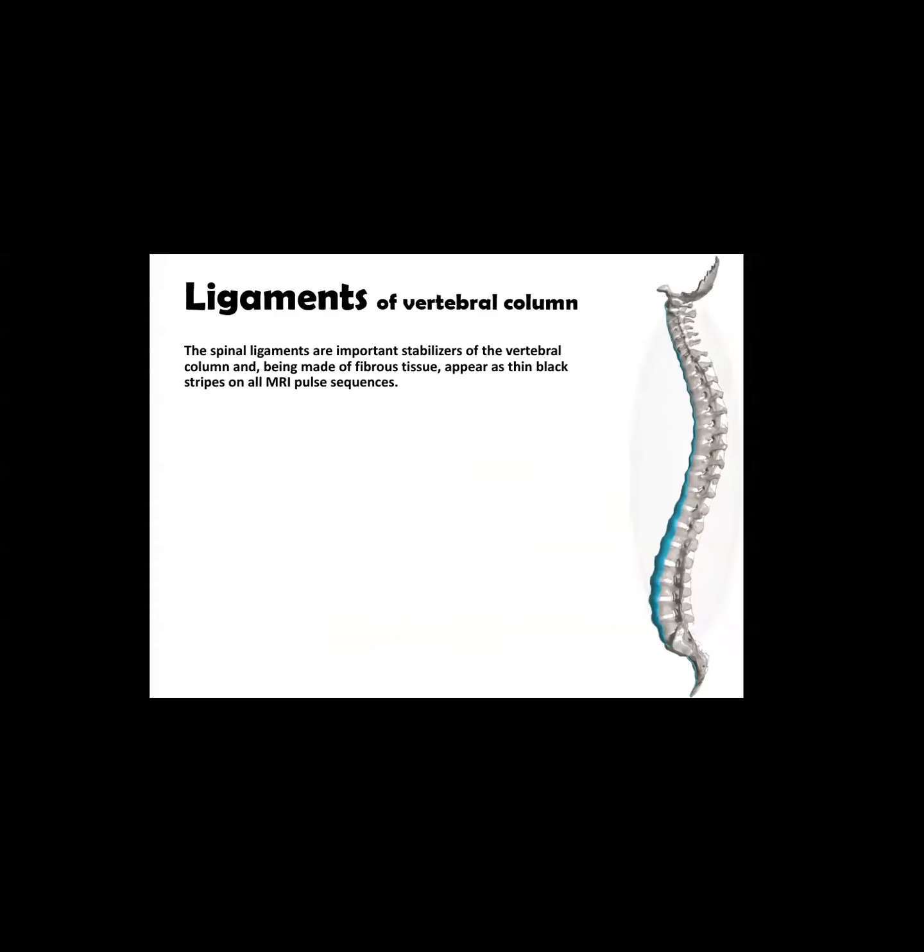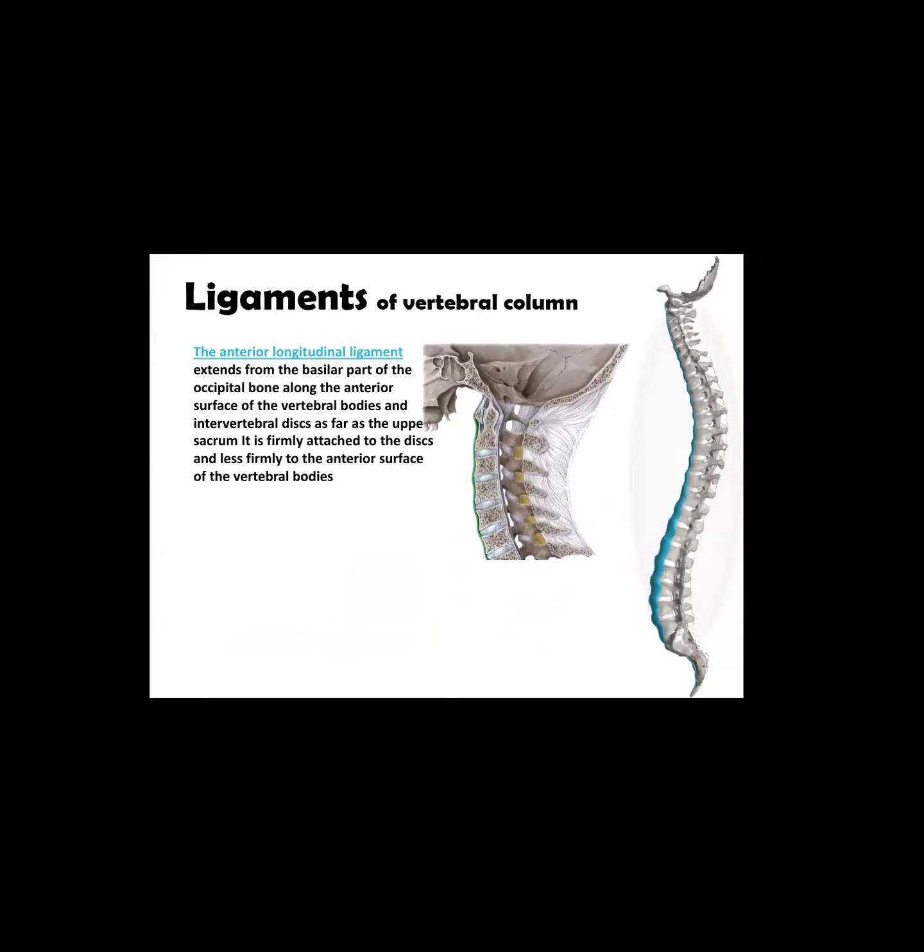Ligaments of the vertebral column. The spinal ligaments are important stabilizers of the vertebral column, and being made of fibrous tissue, they appear as thin black strips on all MRI pulse sequences. The anterior longitudinal ligament extends from the basilar part of the occipital bone along the anterior surface of the vertebral bodies and intervertebral disc as far as the upper sacrum.